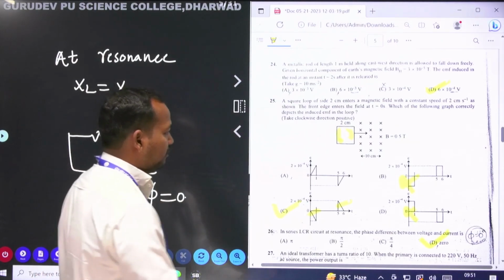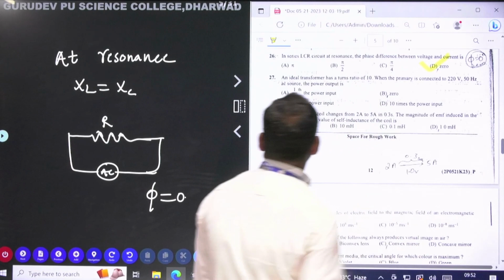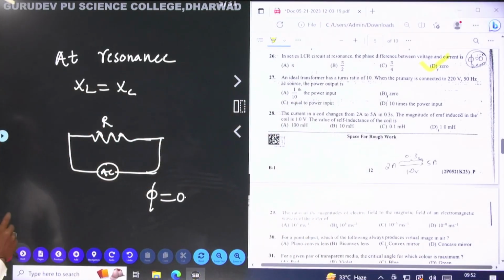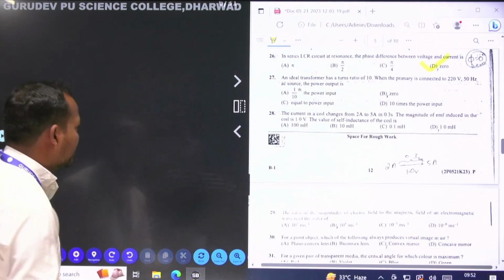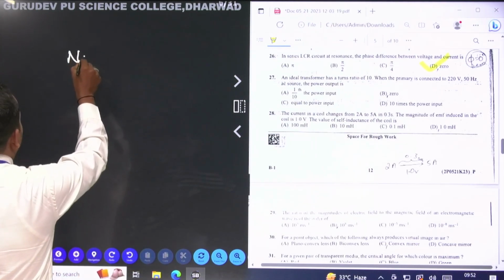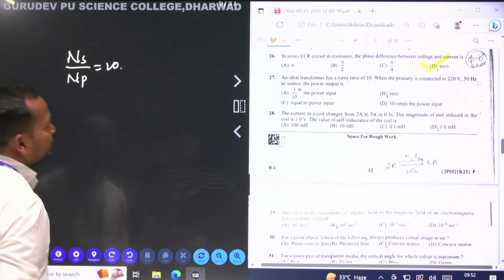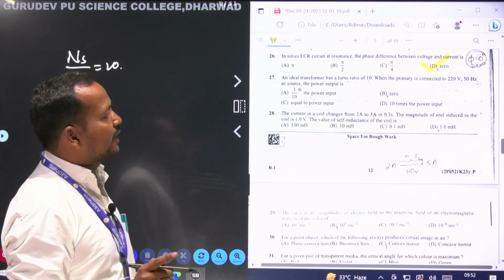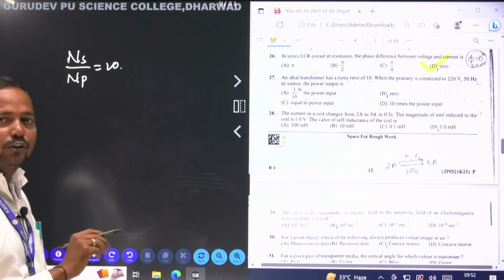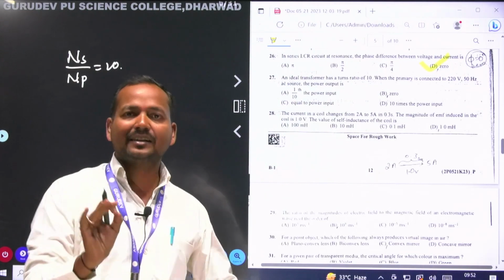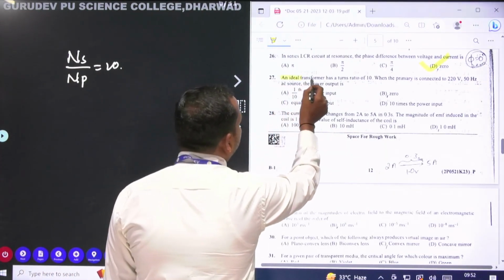Okay guys, next we will move to the 27th question. The 27th question is that an ideal transformer has a turns ratio of 10. What is the turns ratio? That is NS divided by NP is 10. Then the primary is connected to a 220 volt source, and the output power is asked. There is one characteristic, no need to solve this problem. Here we have to focus on this ideal transformer.